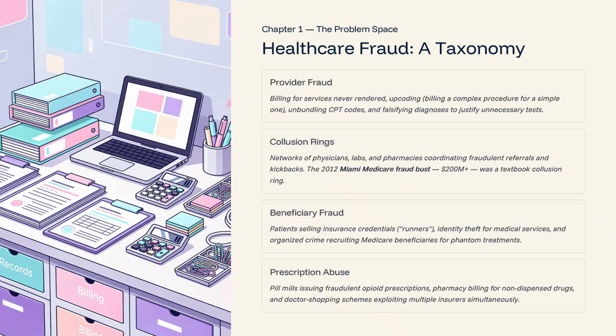Now, I know we have touched fraud types before, but I want to come at this from a different angle today. Stop thinking about these categories as types of fraud. Start thinking about them as attack surfaces on the graph. First one is provider fraud. Billing phantom procedures is an attack on the claim submission edge. Next is collusion rings, which are coordinated referrals and kickbacks. These are an attack on provider-to-provider edges.